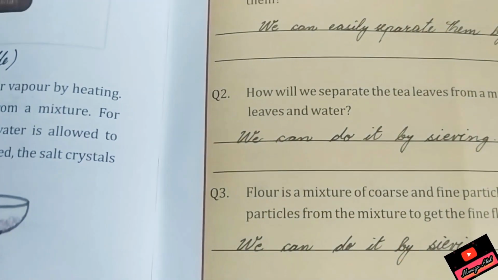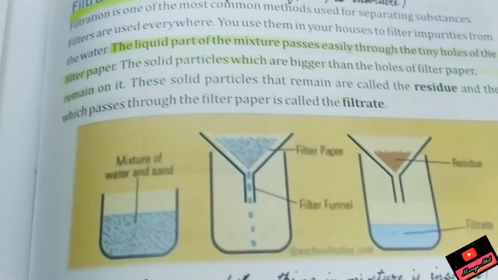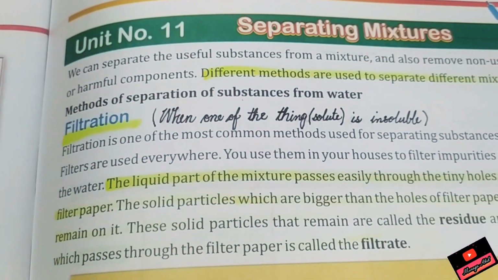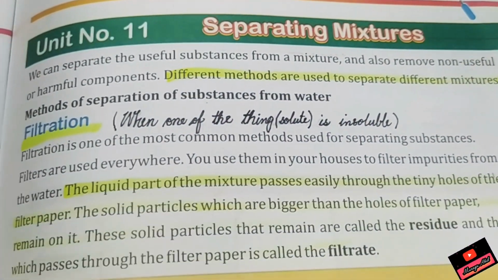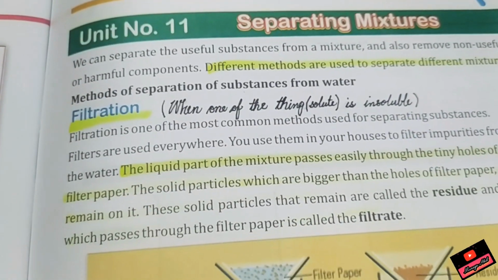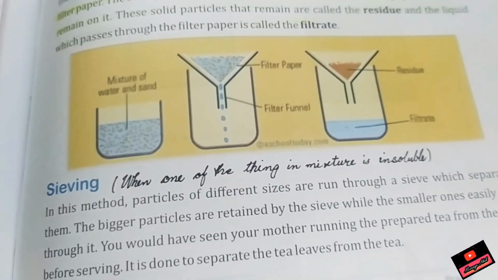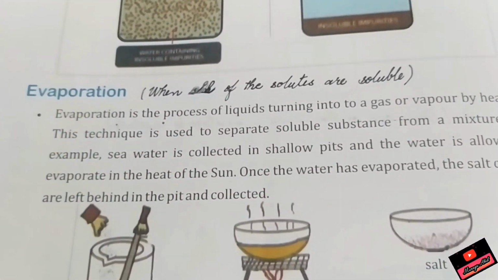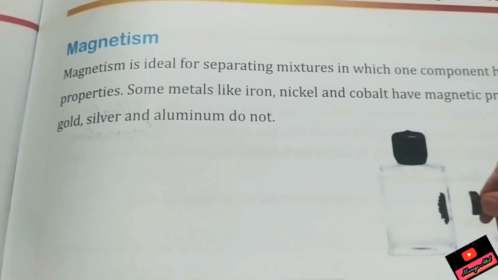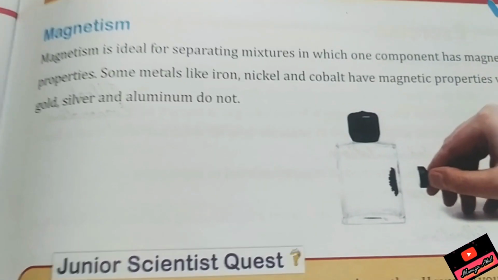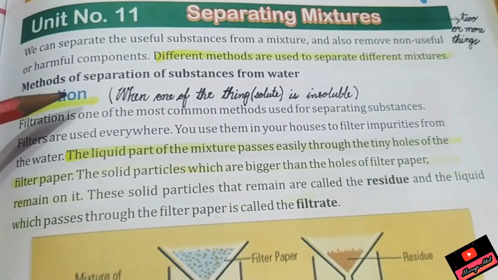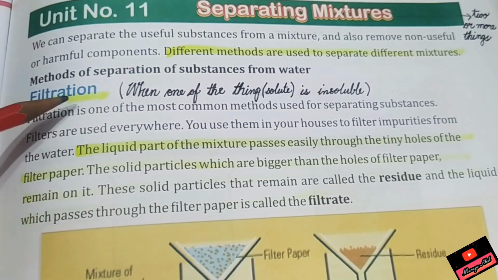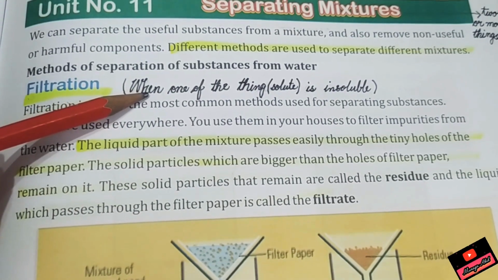Okay, now coming back to our topic, what are the techniques that can be used to separate mixtures? We are studying in this chapter number 1 filtration, then we'll be studying sieving, then sedimentation, then evaporation, and then the last one, the 5th one, will be magnetism. Okay? Let's start dealing with these techniques in detail.